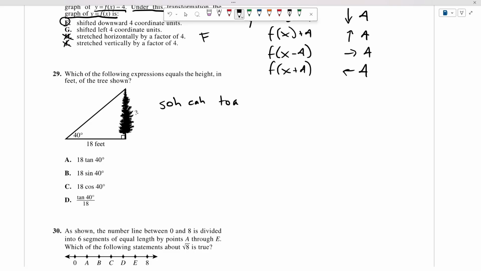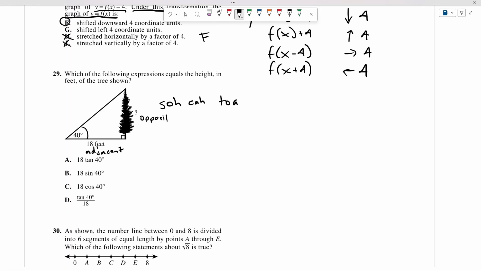You want to see which 2 sides are relevant, and then see what those sides would be in relation to your angle. So this is your angle. Right now we're interested in the 18 and the question mark. So the 18 is called the adjacent side to your angle, right? Because it's touching the angle. And then this question mark is going to be the opposite side, because it's opposite to the angle. This would be the hypotenuse. If it gave us 18 over here, we'd be using the hypotenuse, but we're not using the hypotenuse. So don't worry about that.